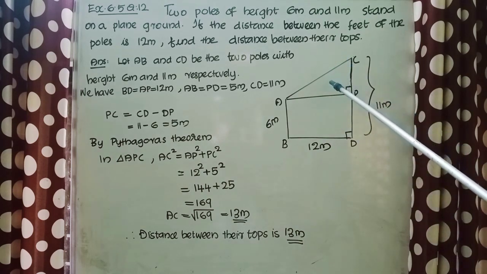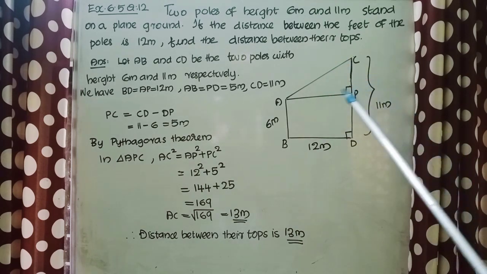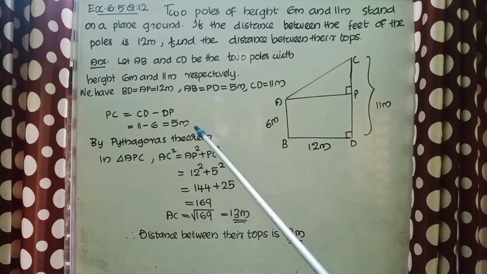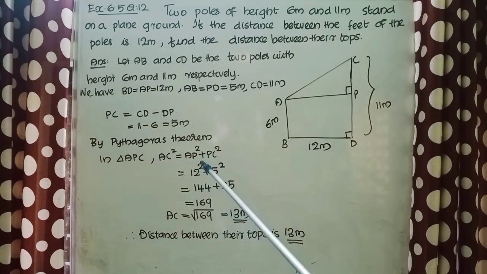We can apply Pythagoras theorem in this triangle APC. In triangle APC, AC square equals AP square plus PC square, that is equal to 12 square plus 5 square, that is equal to 144 plus 25, that is equal to 169. AC equals root of 169, that is equal to 13 meter. Therefore, the distance between their tops is 13 meter.